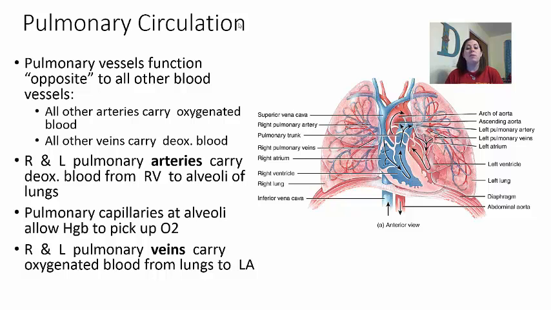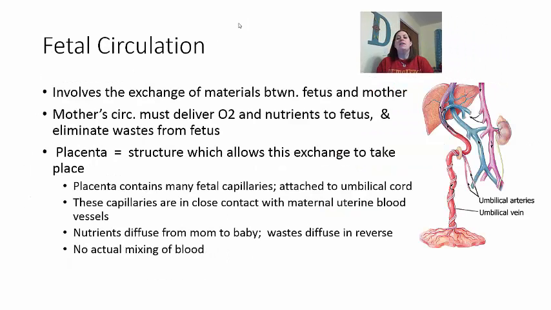The right and left pulmonary veins, which carry the blood back to the heart from the lungs to the left atria, are going to be red in color because they carry oxygenated blood that then is going to be distributed to the rest of the body. So the pulmonary circulation is opposite when we talk about coloration in diagrams than what we see in the other, because the arteries are low in oxygen and the veins are high in oxygen when we're talking about pulmonary circulation.